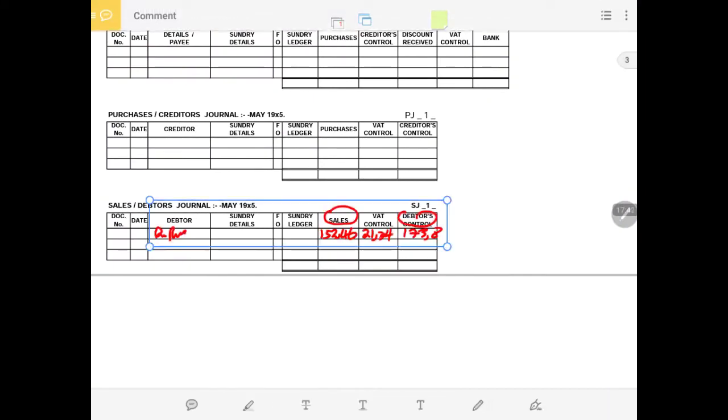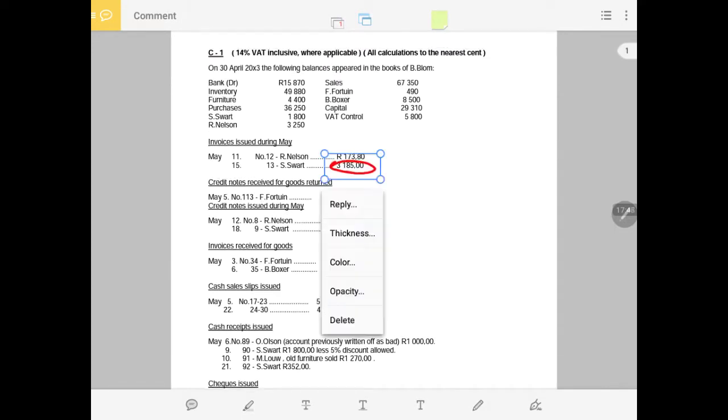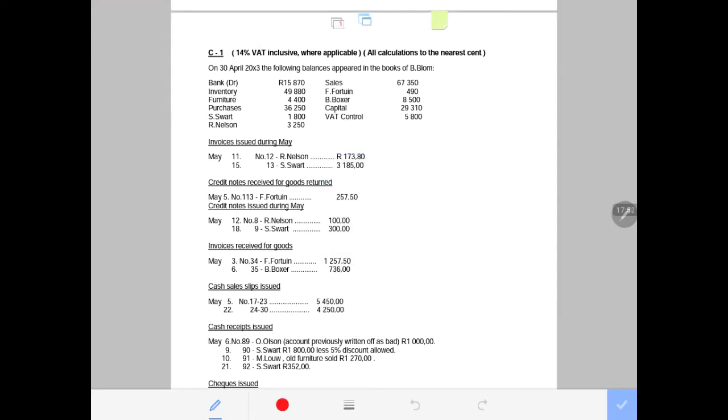So this is how you will be recording this. Record it in your own time. I'm just highlighting to you, it's just copying the same numbers to the respective headings. The second one is the credit notes that were received for goods returned. We only receive credit notes for goods returned, meaning in this case we returned inventory.